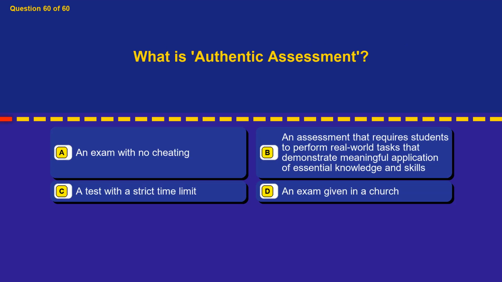Question 60. What is authentic assessment? Option A. An exam with no cheating. Option B. An assessment that requires students to perform real-world tasks that demonstrate meaningful application of essential knowledge and skills. Option C. A test with a strict time limit. Option D. An exam given in a church.